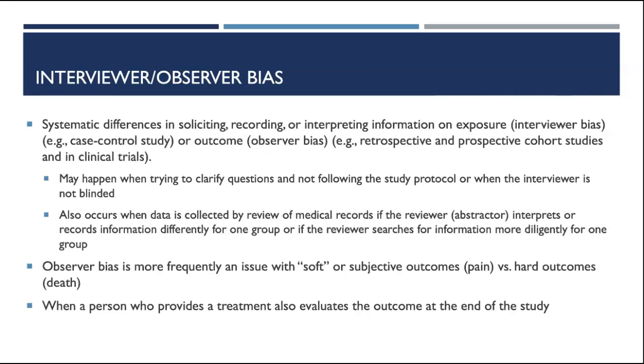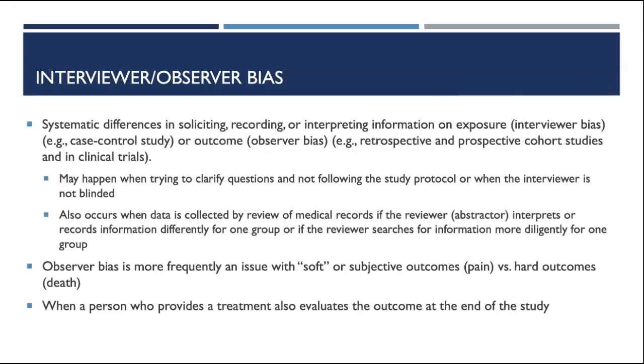Observer bias is more frequently an issue with what we call soft or subjective outcomes. So for example, pain is a very subjective outcome that is really based on the experience of that individual, versus a hard outcome, for example, death. It's kind of difficult to misclassify death. It either happens or it doesn't, versus something like pain, which is very subjective.